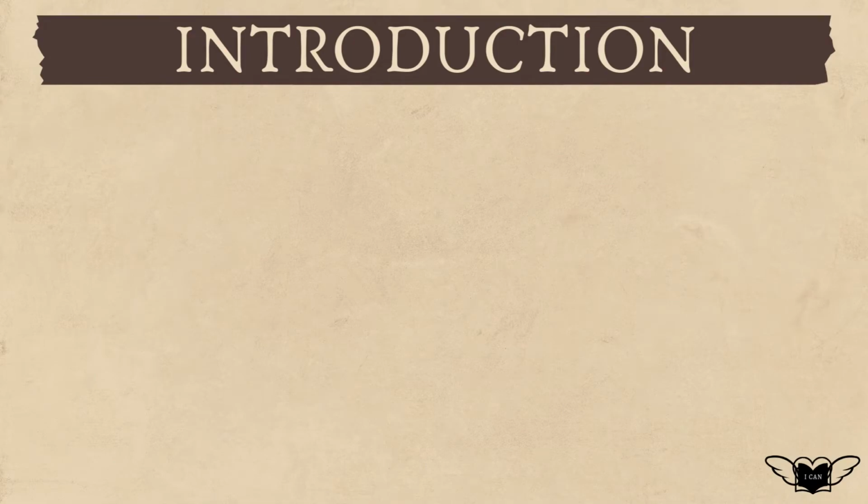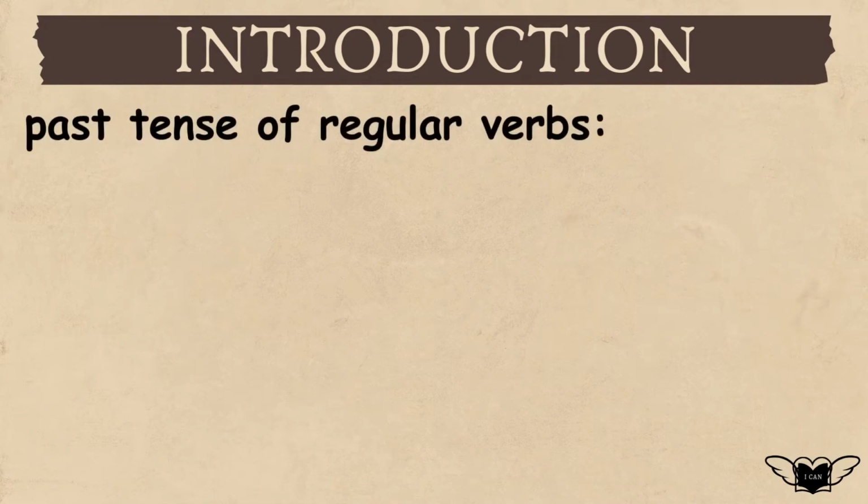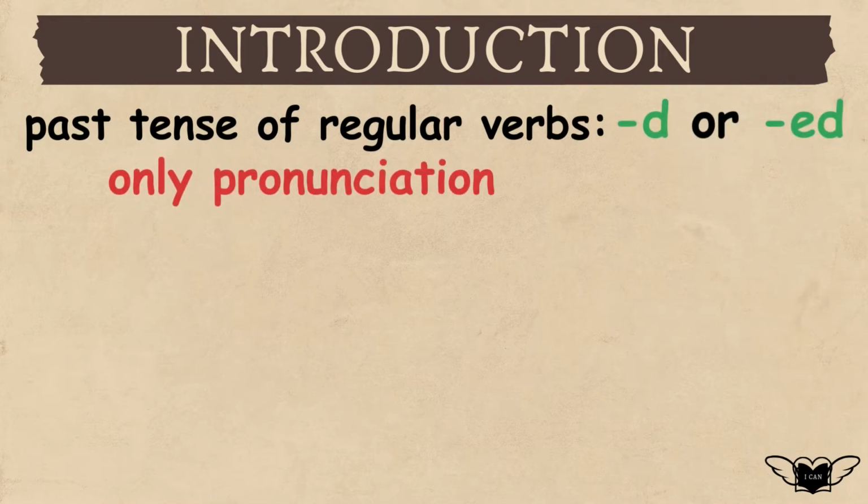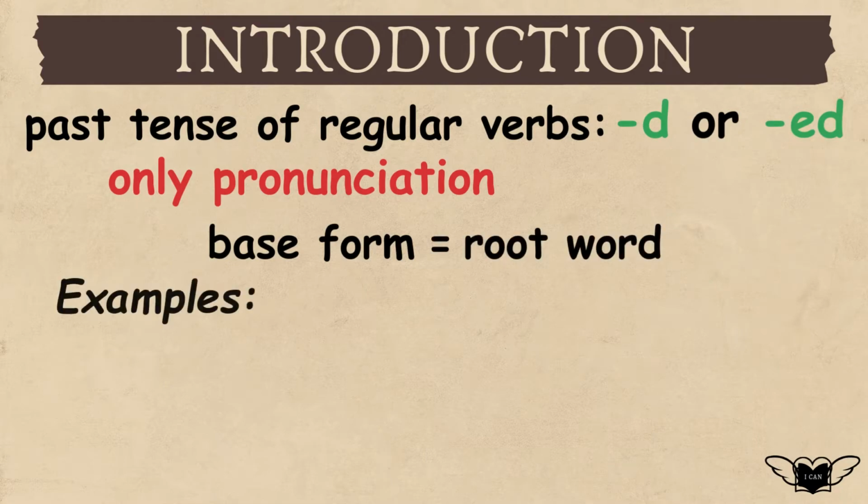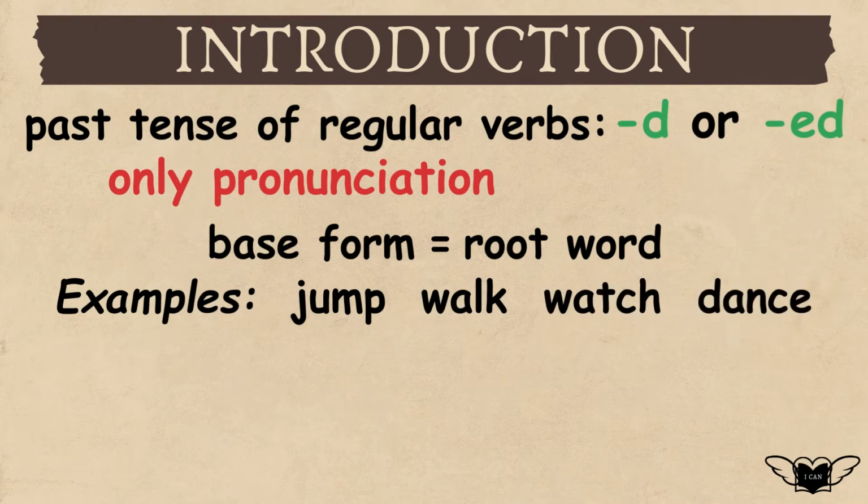In this part of the program, we will only show the past tense of regular verbs, meaning plus d or ed, and teach how they are pronounced. You will hear the phrase base form. This means the root word. Examples: jump, walk, watch, dance.